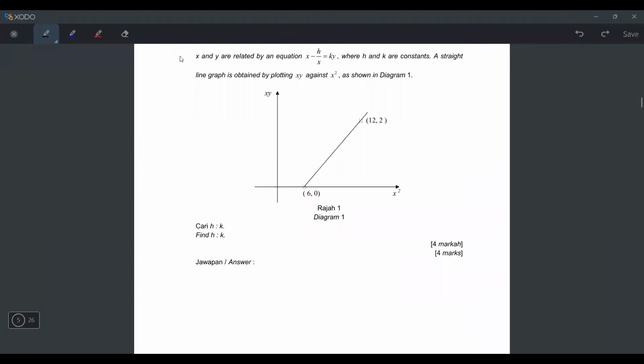All right, let's go to question number 2. So I think this is linear law. Just by looking at the axes and the graph, it's a linear law question, definitely linear law.